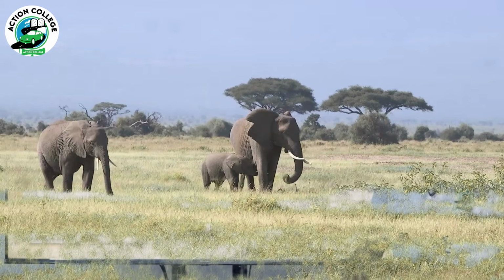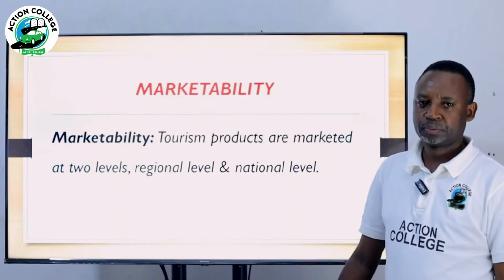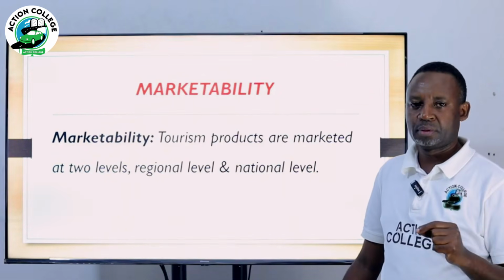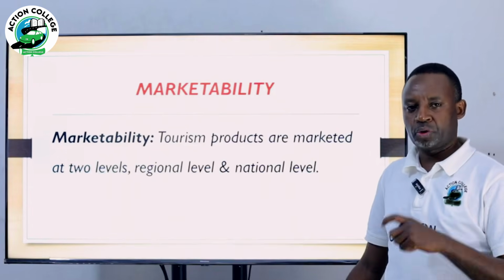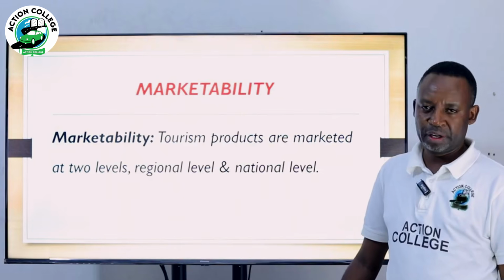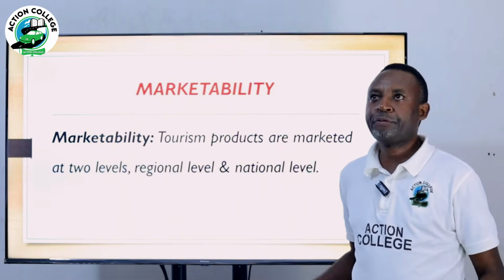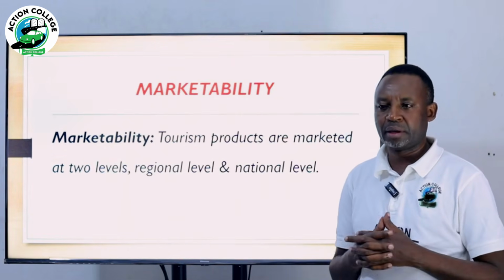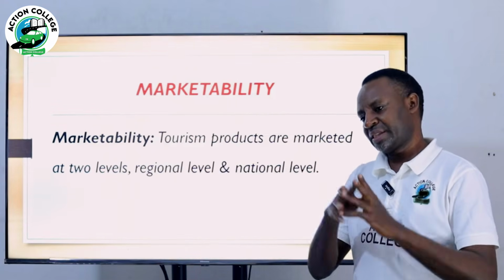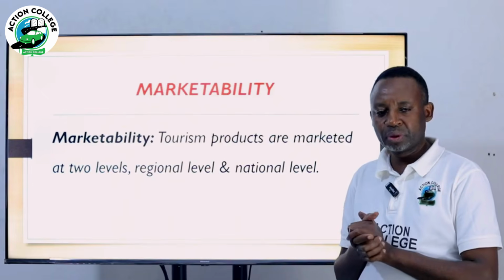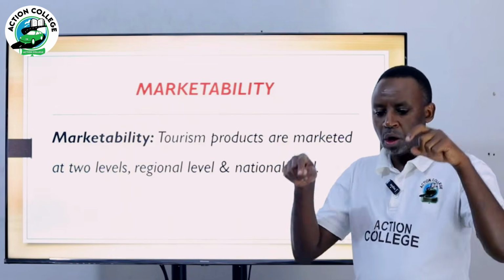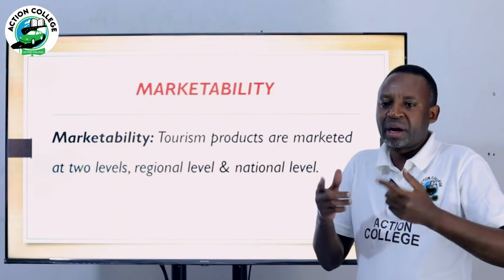The other characteristic is marketability. Tourism products are marketed at 2 levels. Number 1, regional level. The other one is national level. For example, here in East Africa, if the leaders wanted to market East Africa as a region, yes, they will do that. But of course, that would not stop Rwanda as a country on a national level to also market itself.